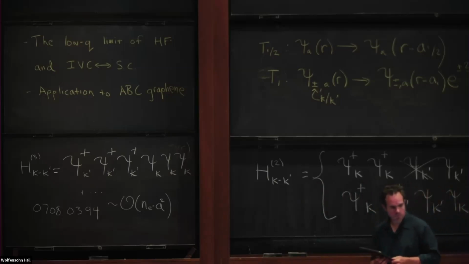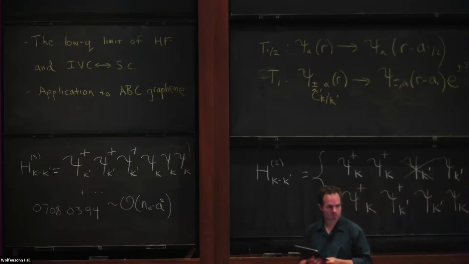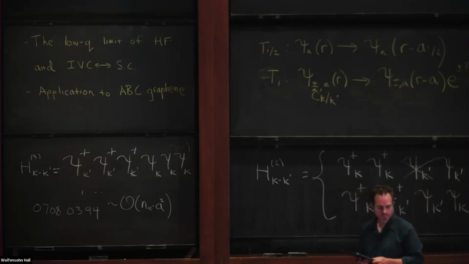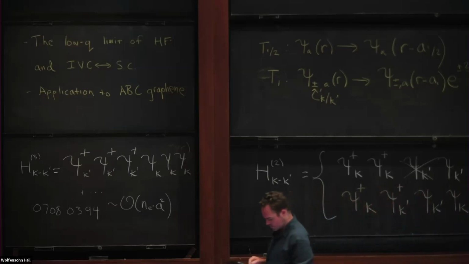Just to clarify, A here is the microscopic. Yeah, it would be the graphene lattice constant. I see. Okay, that's my question. Thanks.